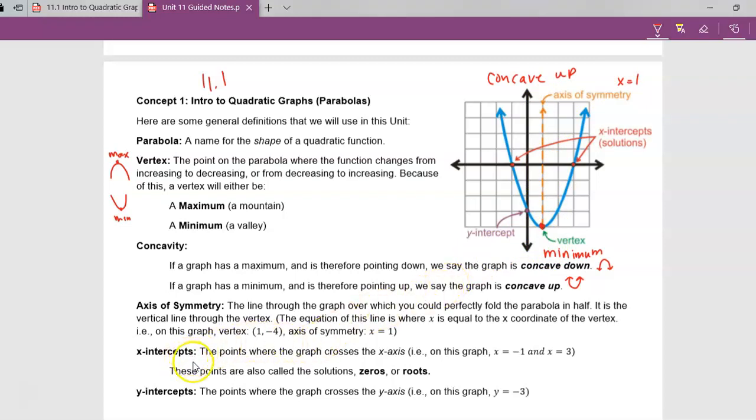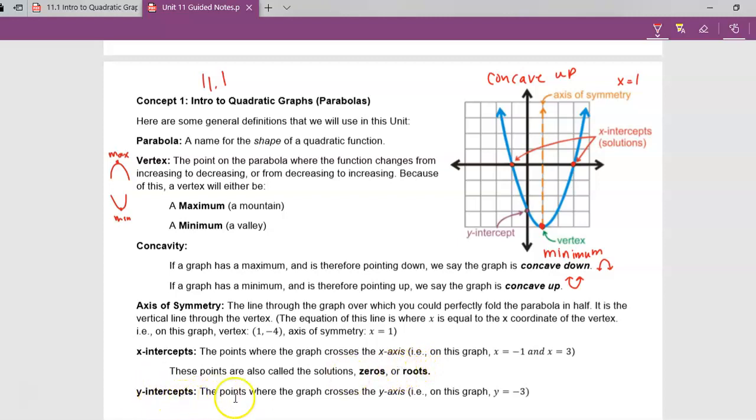Okay, x-intercepts are the points where the graph crosses the x-axis. Right, we've learned that before. So here's an x-intercept, and here's an x-intercept. Okay, so there's one at -1, and there's one at 3. These points are also called solutions, zeros, or roots, depending on the circumstance. Okay, so just different names for the same thing: x-intercepts, solutions, zeros, or roots.